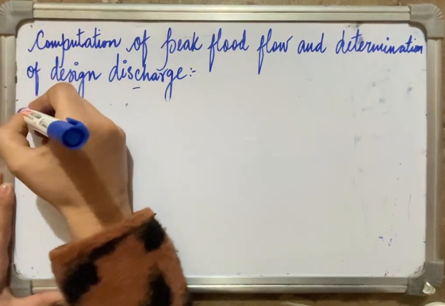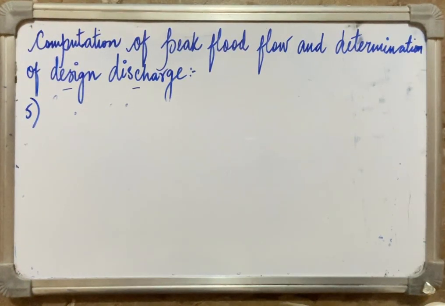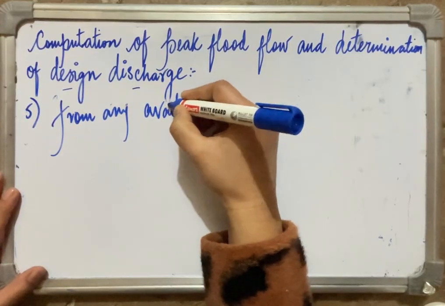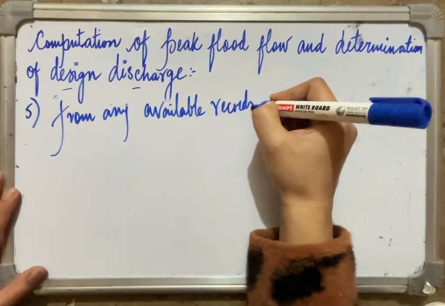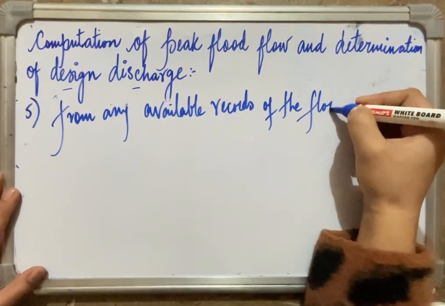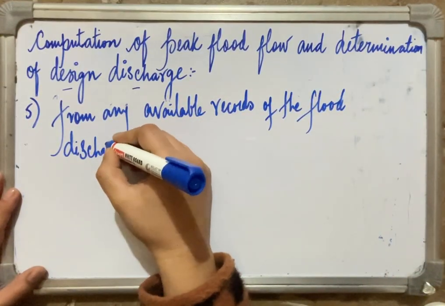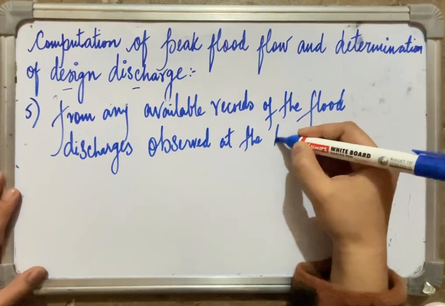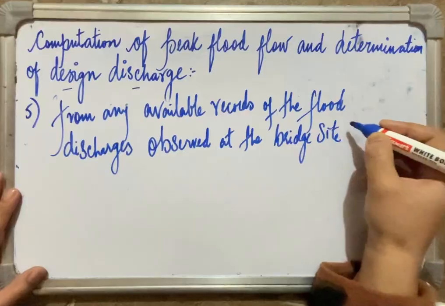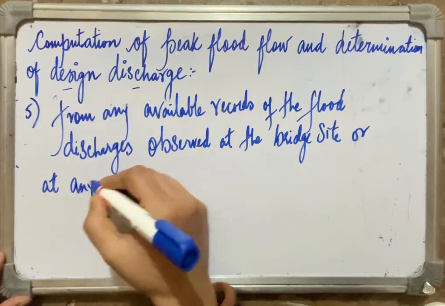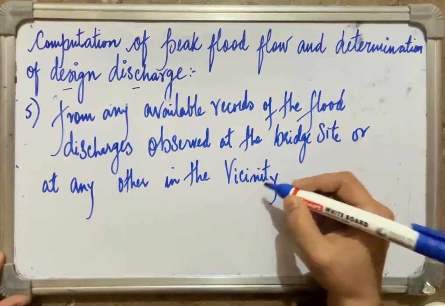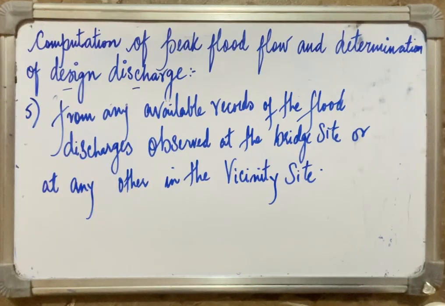The fifth one is from any available records of the flood discharges observed at the bridge site or at any other site in its vicinity, in the vicinity of the proposed bridge construction site. All right.